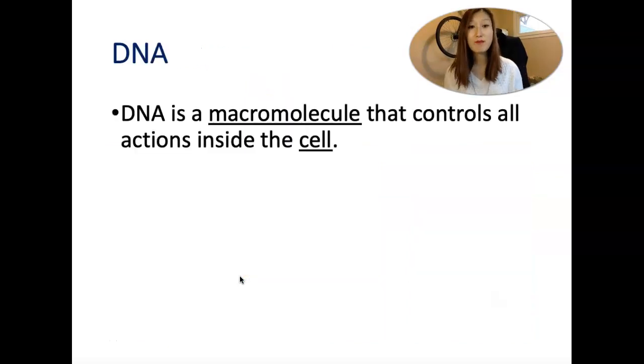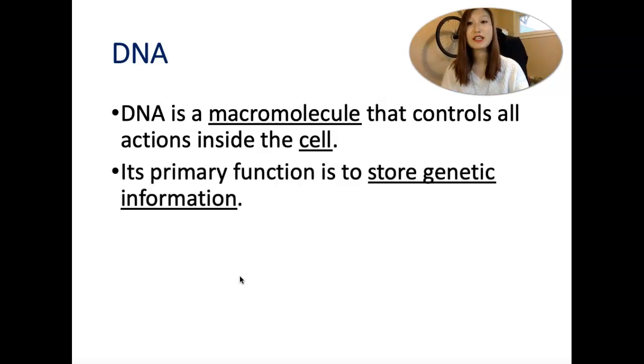DNA is a type of macromolecule called nucleic acid. So DNA is one type of the macromolecule nucleic acid, and it controls all the actions in the cell. You can think of DNA as the computer code that directs how everything is done on your computer. It's not the computer code that you see on your computer, but it's the code that directs how everything is done. So DNA is ultimately the instruction on how everything is done in the cell.